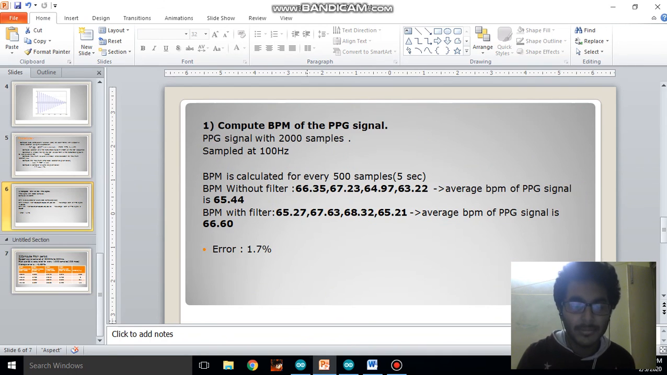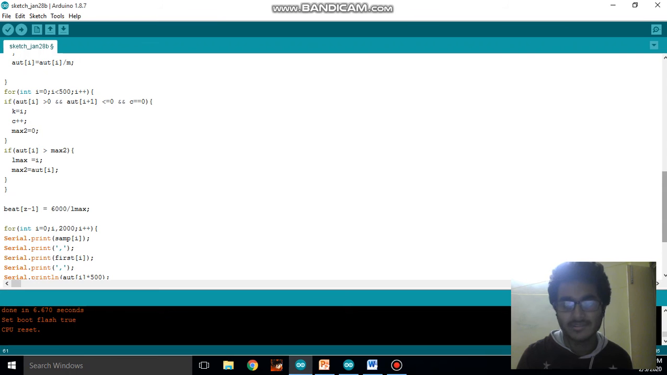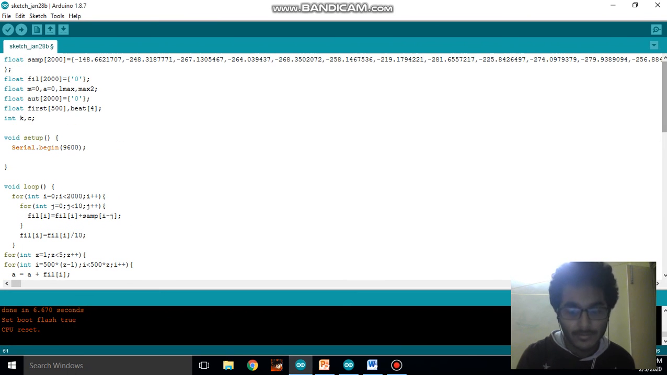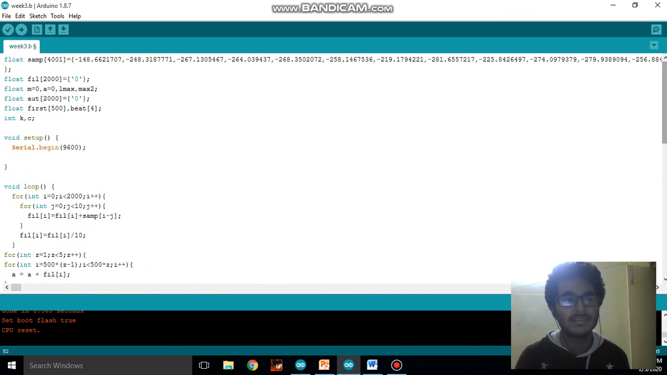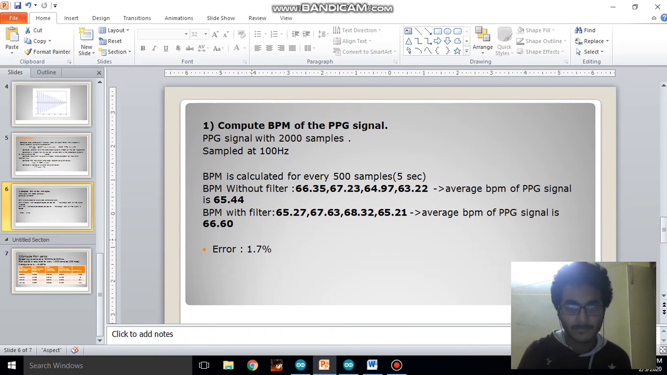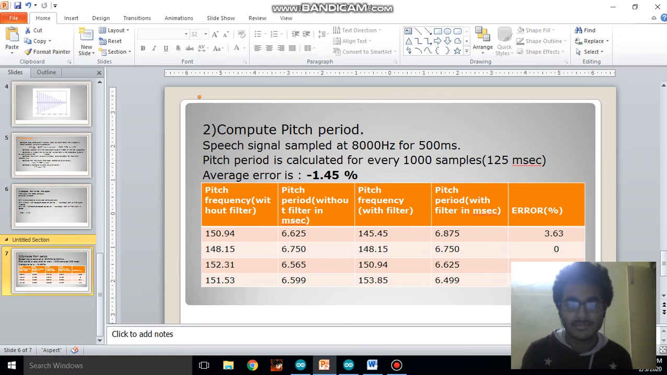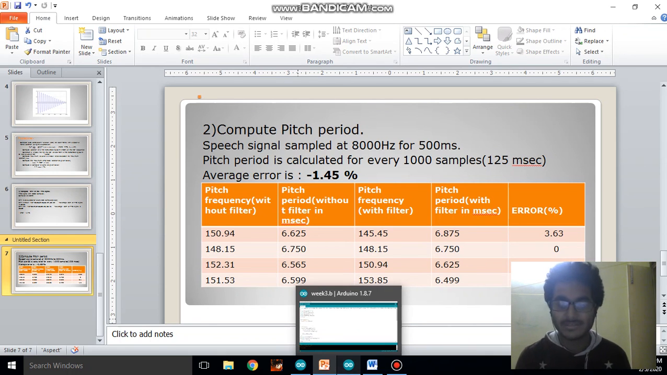The difference is, as it asked for a speech signal, I recorded my own speech signal in Audacity software, converted it, and gave the samples here. The output I obtained is a difference in error of nearly minus 1.45%. So this is the pitch frequency and these are the errors I obtained. This is the pitch period for my speech signal.